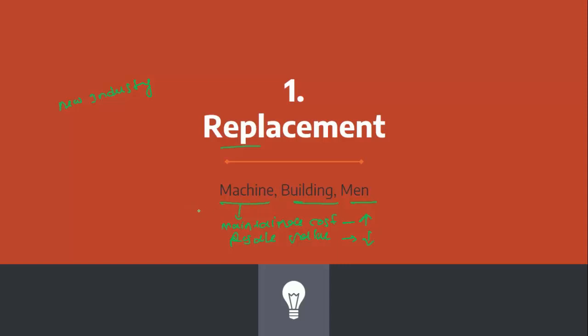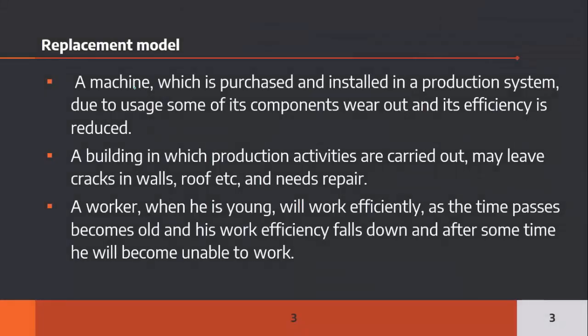But in which particular year we have to replace this machine, that is a problem of operations research, and we have to find out this optimum replacement time in the replacement model. So this is our main objective. In the replacement model, when we purchase a new machine and after usage its components become worn out, then we have to replace it. This type of problem comes under the replacement model.